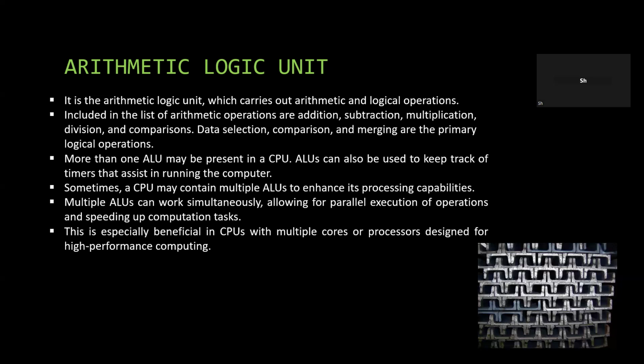Sometimes a CPU may contain multiple ALUs to enhance the processing capability. Multiple ALUs can work simultaneously, allowing for parallel execution and speeding up the computer. At the time of downloading a file, you can receive the video. Parallel work means at a time you can do multiple work using ALU when a CPU contains more than one ALU.